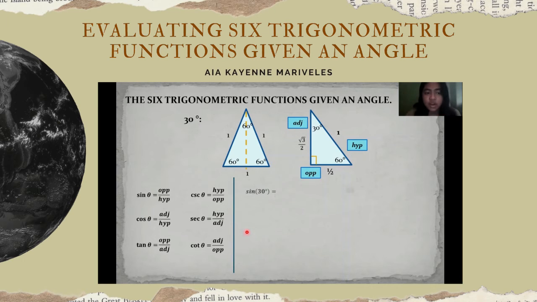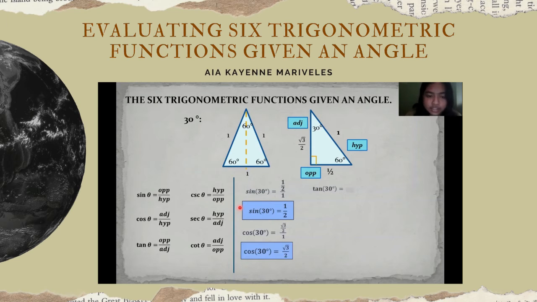Sine is equal to opposite over hypotenuse, so we'll have 1/2 over 1, and when simplified we get sine 30 is equal to 1/2. For cosine, we have adjacent over hypotenuse, which gives us the square root of 3 over 2 over 1, and when simplified we get cosine 30 is equal to the square root of 3 over 2.